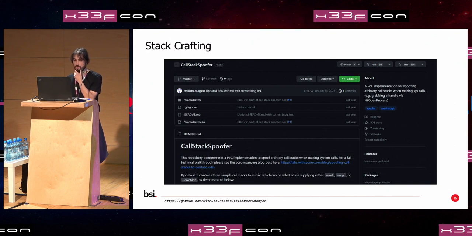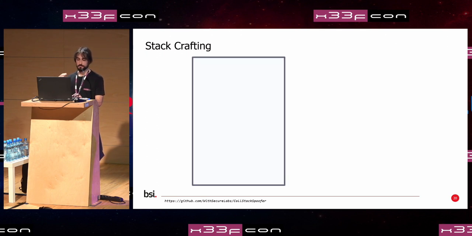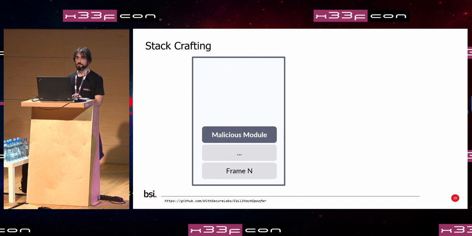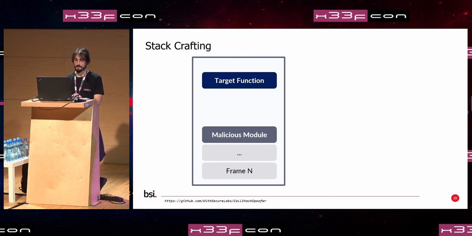The second one is called stack crafting. The main POC is called Stack Spoofer, and this technique is meant to protect from hook-based scanning. The point of the technique is that you have a target function that you want to execute, for example, opening a handle to LSASS.